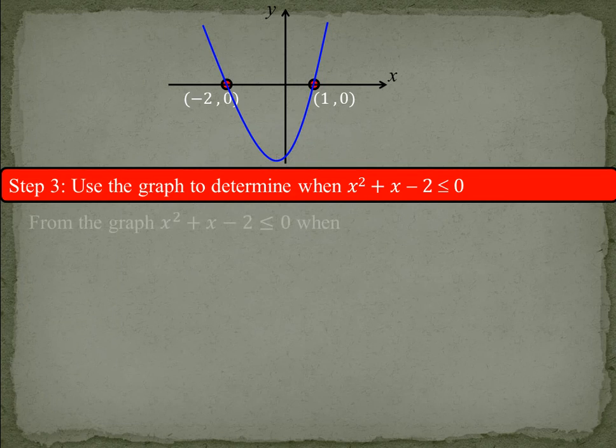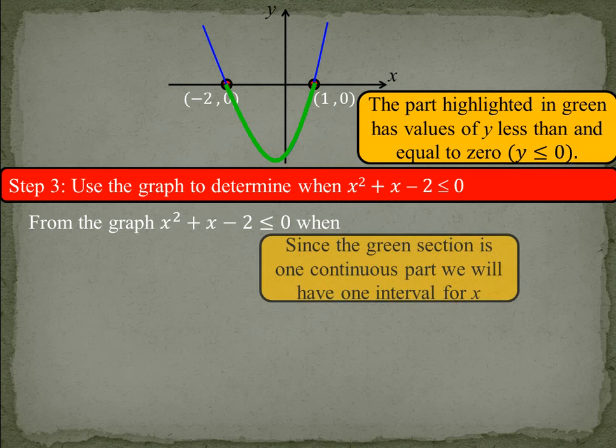From the diagram, it is less than 0 on the green line. It's below the x-axis from minus 2 all the way to positive 1. So for all those x values, the quadratic will be less than or equal to 0. Since that is one continuous green line, we only need to make one interval for x. So when x is greater than or equal to minus 2, but less than or equal to 1, you will have a quadratic which is less than or equal to 0, which matches what we've been asked to find.